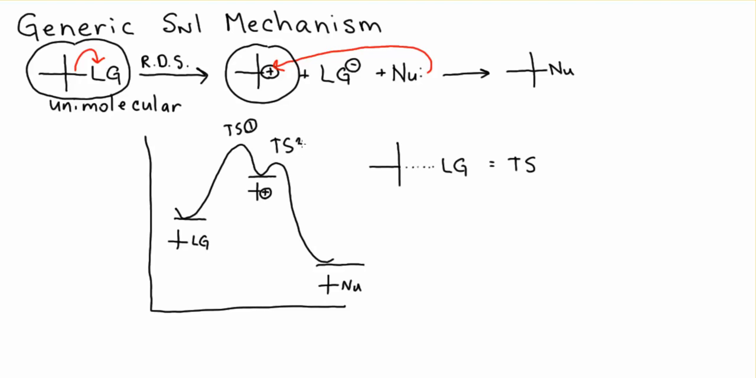In the second transition state, you have the bond between the carbocation and the nucleophile forming. And then after the bond is fully formed, that's when you get the nucleophile attached to the carbon atom in the product.